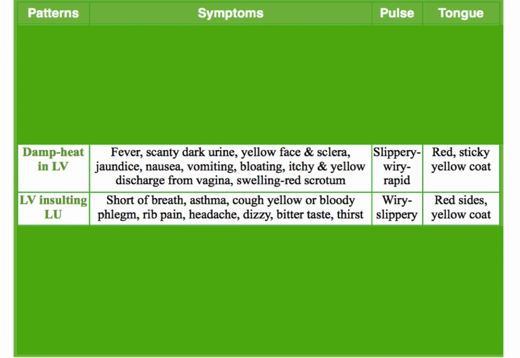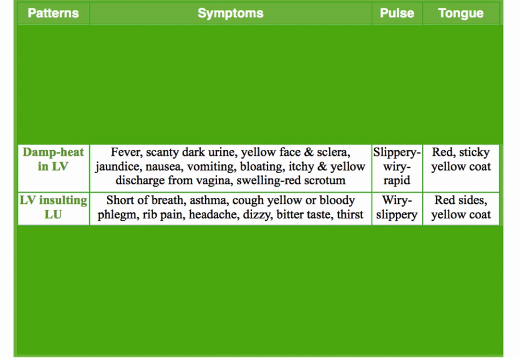If we look at the dampness, we will see the nausea, the vomiting, the bloating, the yellow discharge from the vagina. The discharge from the vagina is dampness because it's an abnormal discharge. It's a lot, but it's yellow, so that's heat. If it was white, it would be cold, but if it's yellow, it's heat, and the discharge is damp. The swelling, red scrotum: the swelling is damp, the red is heat, right?